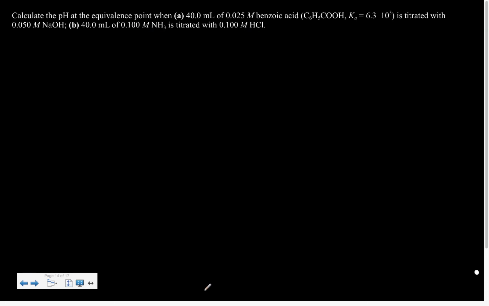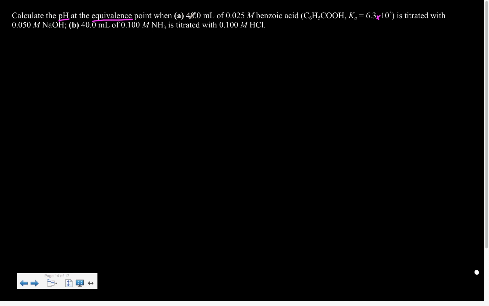Okay, next up, calculate the pH at the equivalence point when 40 mL of that is titrated with 0.05 molar NaOH. So if we have 40 mL of this, it doesn't need to tell us how much of that is being added. We know that we're at the equivalence point, which means there is neither any benzoic acid nor any sodium hydroxide. What there is, though, is a significant amount of benzoate ion.